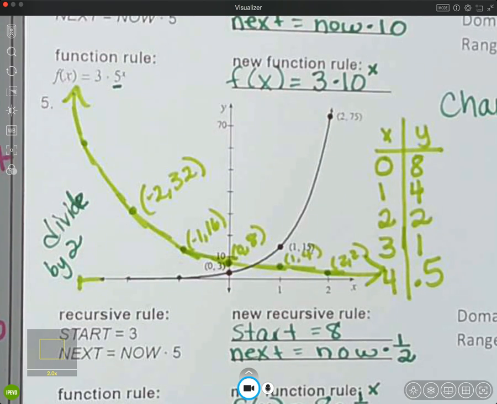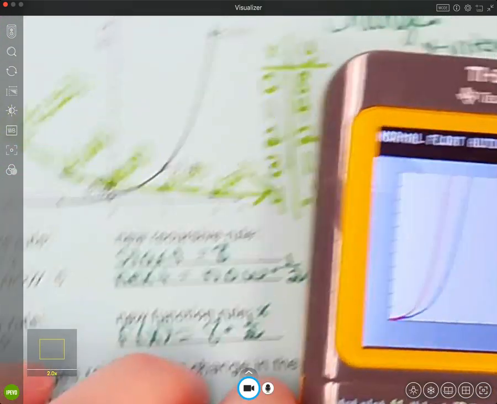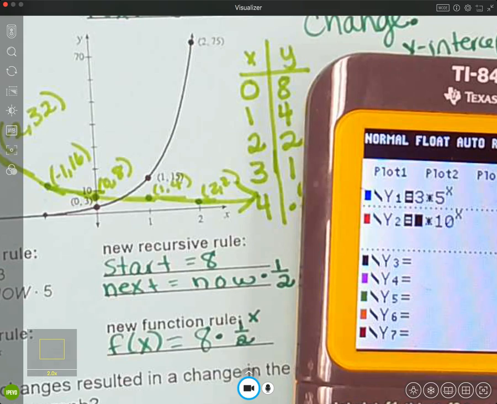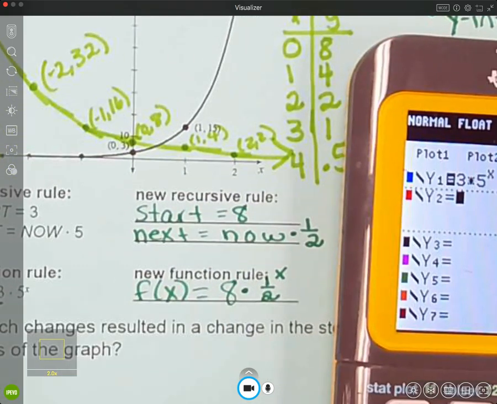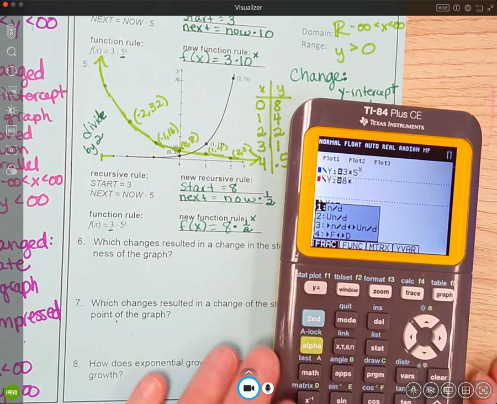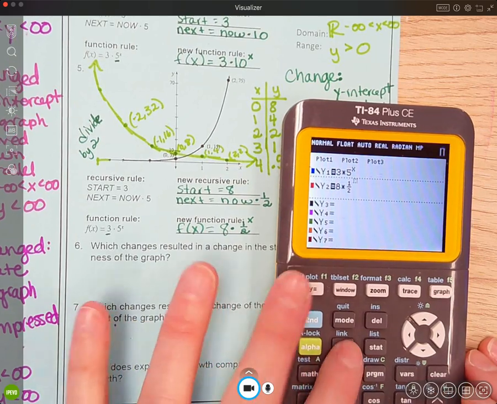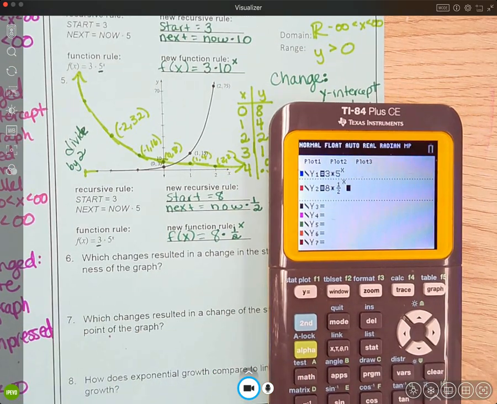All right, so let's graph this. Go to y equals, we're going to change y2 to be our function here. 8 times half raised to the x power. Put it into your calculator. You can do it during class. Okay. Yeah, I'll do that for them.